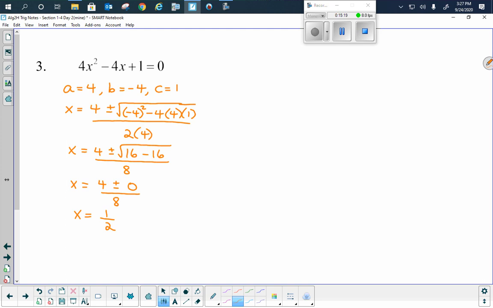Now, don't forget, though, you need to account for the fact that this is a quadratic. So what that means to you is whether you do 4 plus 0 or 4 minus 0, you're getting that same answer twice. So you just say that it's a double root. We just write capital DR, okay?